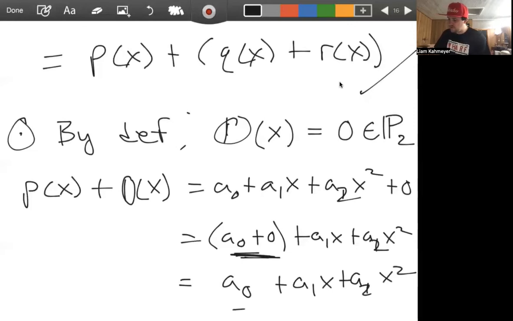A2X squared, which we know is just P of X, which proves that there is the existence of an additive identity. Now, what about the inverse, right?